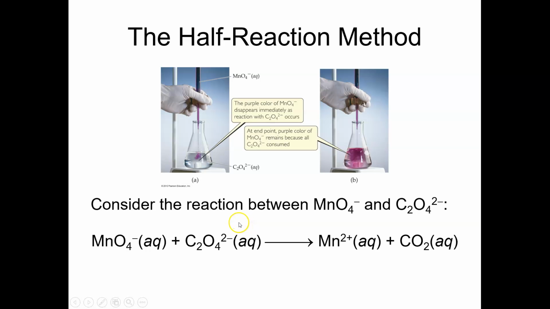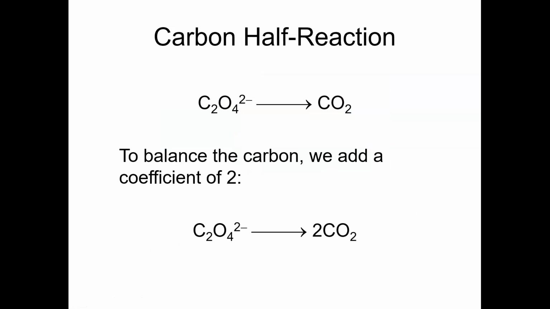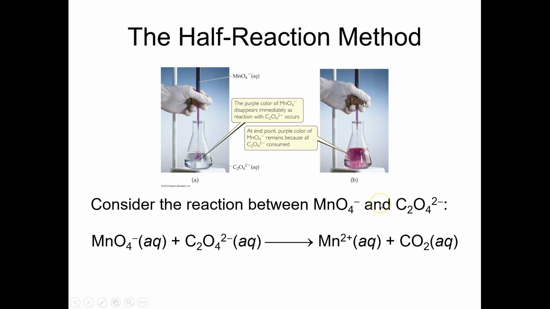And how are we going to do that? Well, we're simply going to say, okay, I've got one species over here on this side that's got manganese and one that's got carbon, and another species on this side that's got manganese and one that's got carbon. And so we can divide them into a manganese half reaction and a carbon half reaction. And so let's start with the carbon half reaction first.